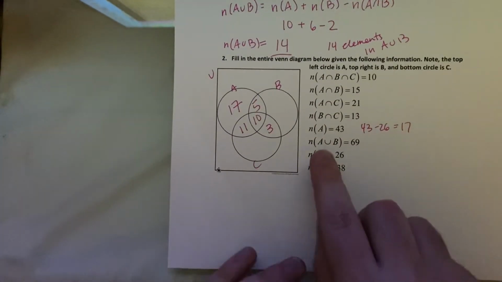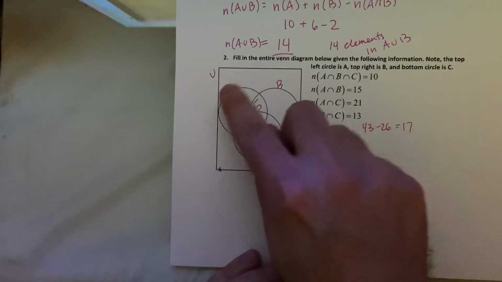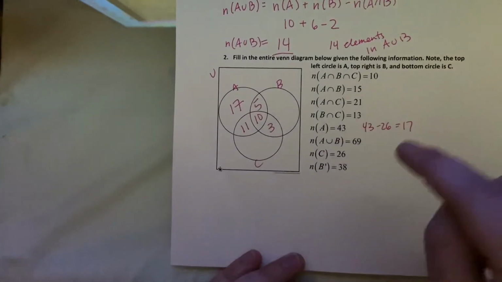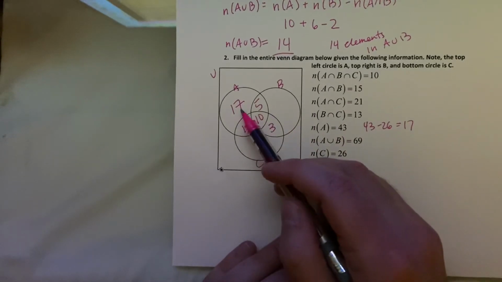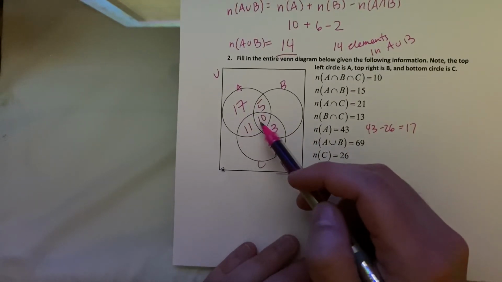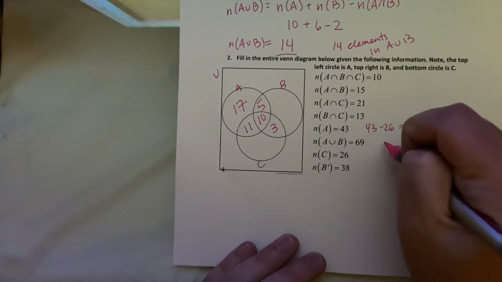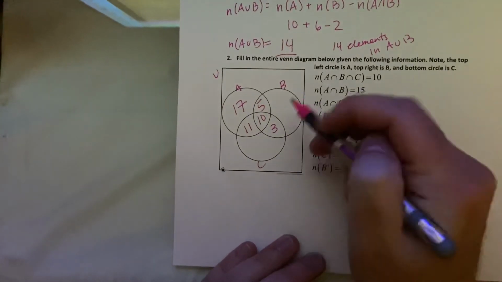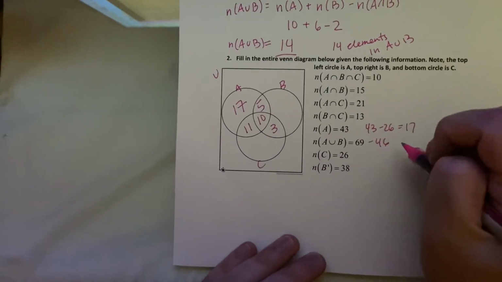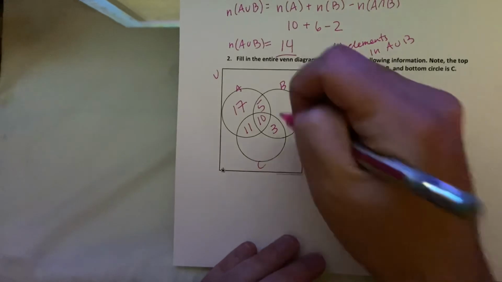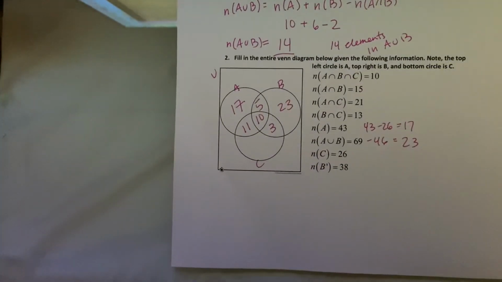Now it says in A union B, so that's the total of all of these two circles. All 6 of these sections is 69. 17, 28, 38, 43, 46. So it looks like we have 46 already. And so to find out how many are left in B, we take 69 minus 46, and we get 23. So it looks like 23 elements are in B alone.